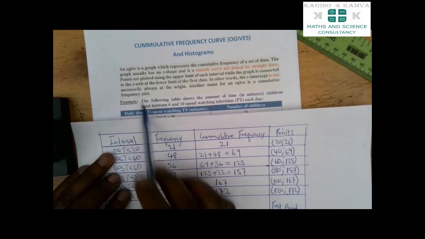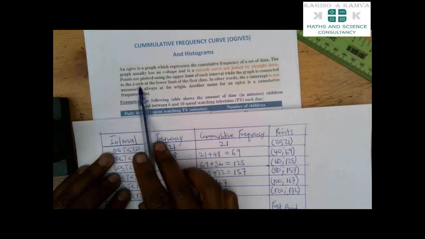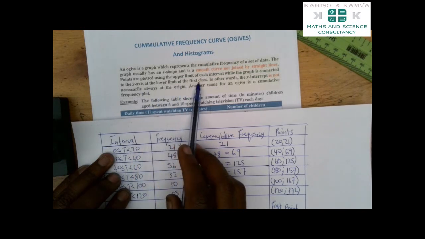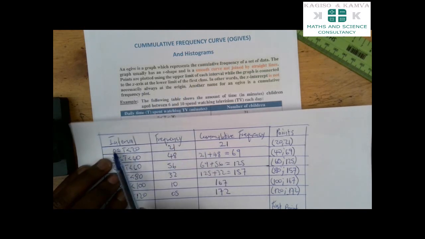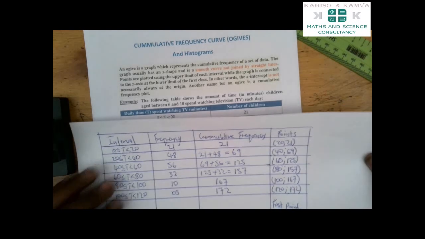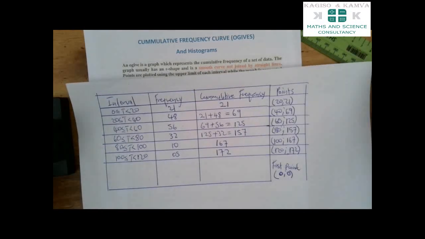Because we know that the first point on our x-axis, which is the x-intercept, will take the lower limit of the first class. The lower limit of the first class is 0 there. So we're going to have 0 and 0. We will make use of this information to plot an ogive.